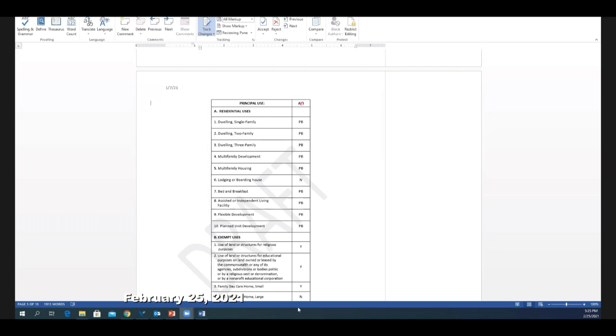So would anybody be willing to approve the proposed changes prior to the table of uses? Motion. We have a motion. Do we have a second? Second. Is anyone opposed? All right, we'll take that by unanimous consent. And we will come back to the table of uses in the table of uses section, and we can address these items and have a better discussion, I believe.